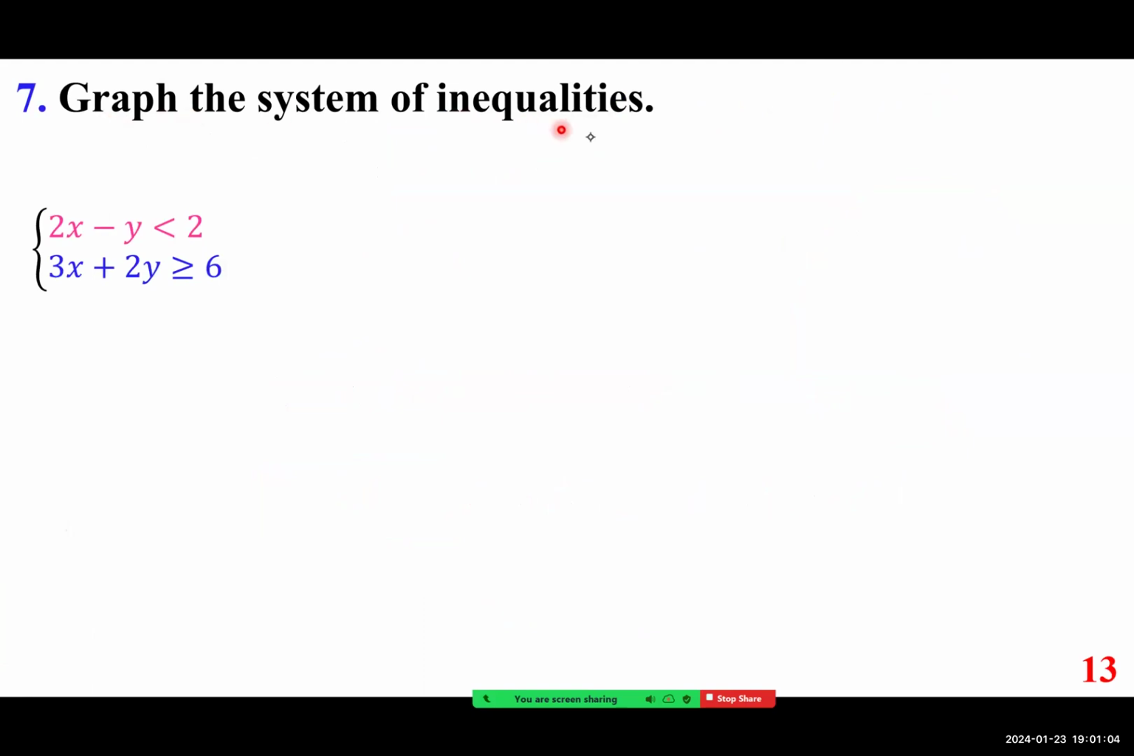Graph the system of inequalities, and to do so, first you graph the systems of equalities. The way it works, you set this to equal, you set this to equal. Those are easy lines to graph. This one, we need 2 pairs. If x is 0, y is negative 2. If y is 0, x is 1. This one, x is 0, y is 3, y is 0, x is 2.